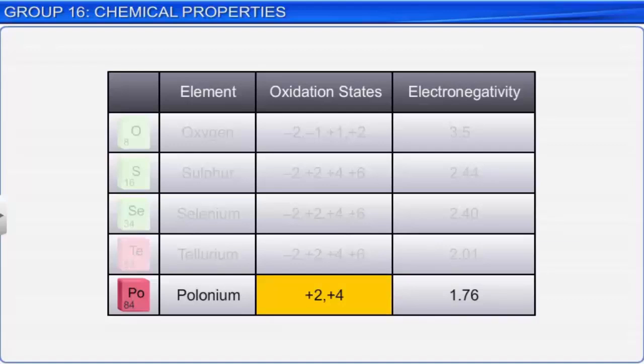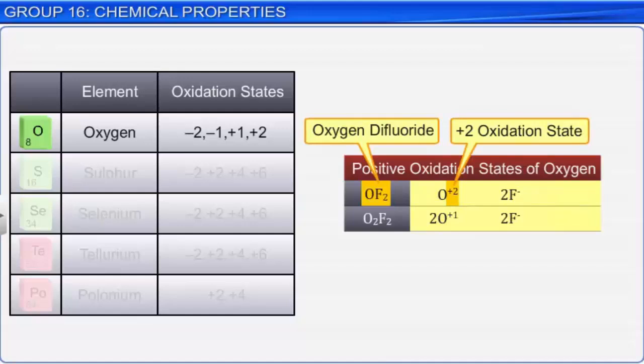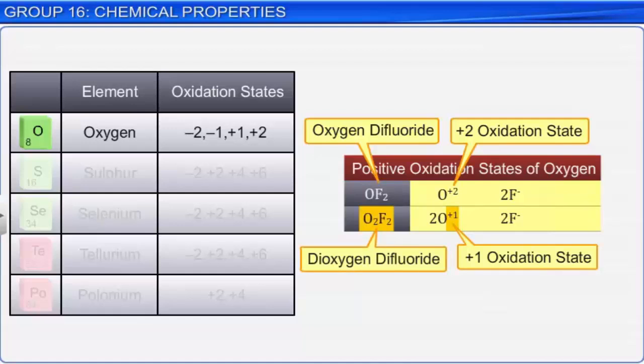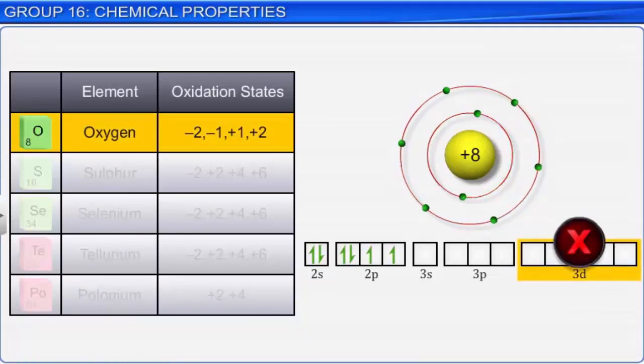Talking about positive oxidation states, oxygen shows positive oxidation state only in its compounds with fluorine, since fluorine is the only element more electronegative than oxygen. It shows +2 oxidation state in oxygen difluoride and +1 in dioxygen difluoride. Note that oxygen does not have d orbitals, and therefore it cannot expand its valency. Hence, the oxygen atom cannot show an oxidation state higher than +2.